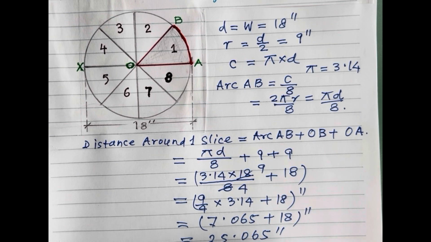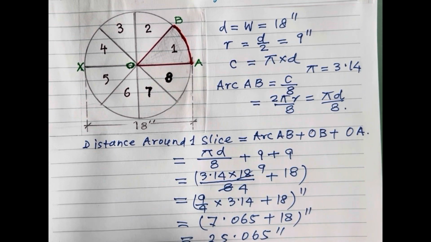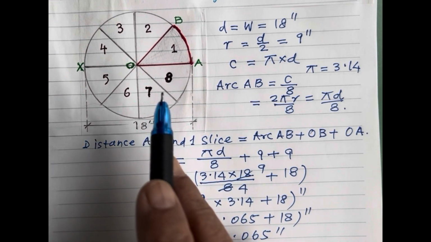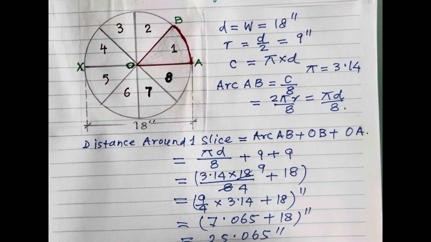Now if you compare 0.065 with 25, 0.065 is a very small number, so this can be ignored. It will not make any significant difference. So let us approximate it. So this becomes 25 inches. Hence, this is the distance around one slice of the pizza. So this is your desired answer.